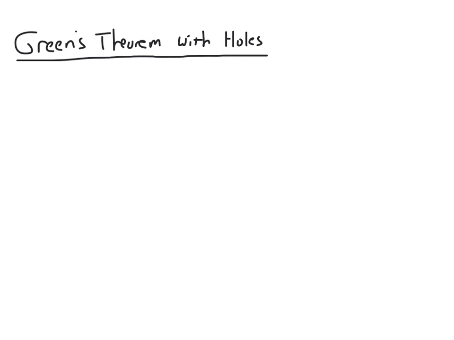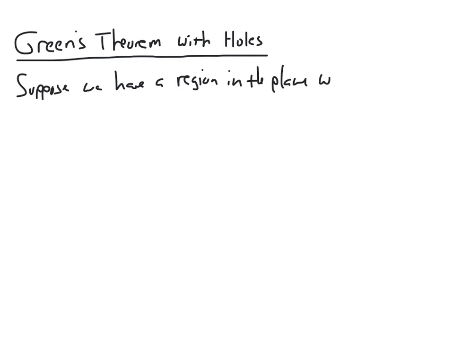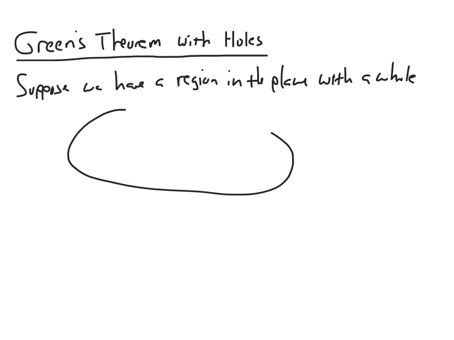In this video, we're going to extend Green's theorem to apply to regions in the plane that contain holes. All right, so to see how we could do this, let's suppose we have a region in the plane that contains a hole. We're going to draw a very simple region here. They can, of course, be more complicated than this. But we have this region that I'll call D. So we're looking at this annulus-looking region here.